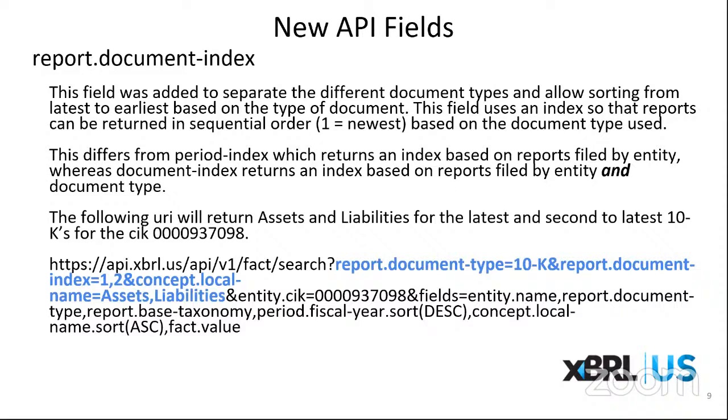So now if you want to get the latest 10K or the latest 10Q in an API call, you can get it. And you can see here on the slide in blue, it doesn't require it, but if you put the report document type in and the document index, and you can see you've got 1 and 2, this will give you the last two 10Ks that were reported by the company.